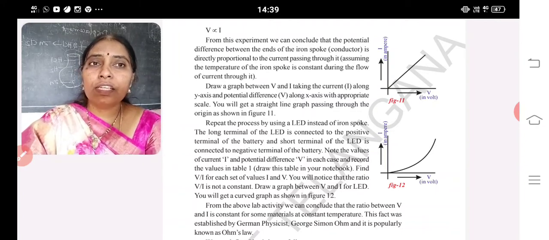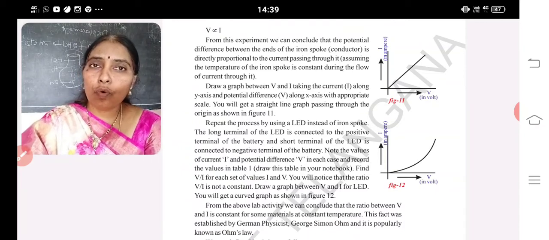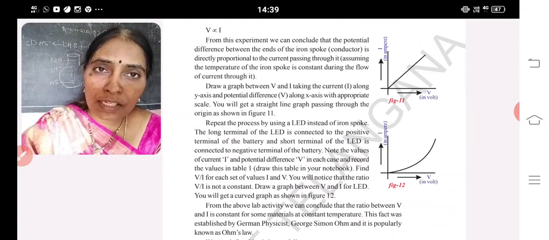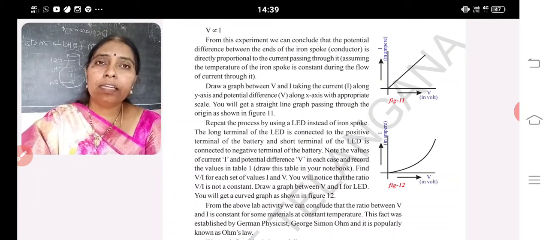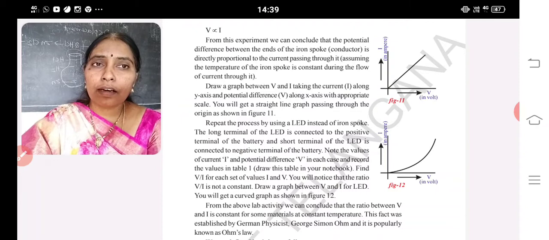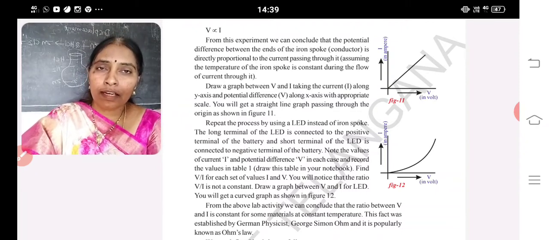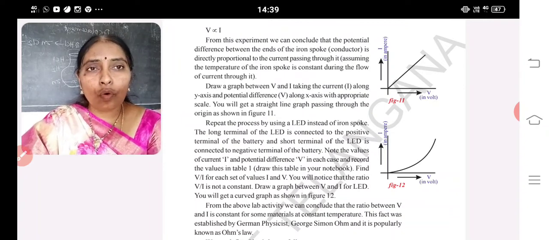The substance which does not obey Ohm's law is said to be a non-ohmic conductor. The conductors which do not obey Ohm's law are said to be non-ohmic conductors. Those which obey Ohm's law are said to be ohmic conductors. Cells and iron spoke are said to be ohmic conductors. Metals are said to be ohmic conductors. LED, non-metals, semiconductors are non-ohmic conductors.